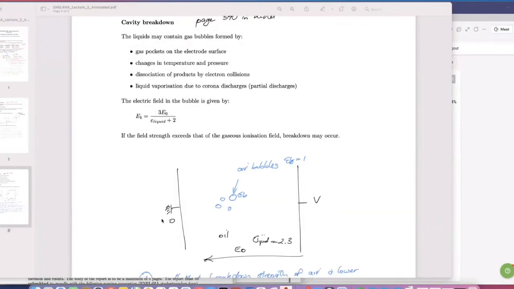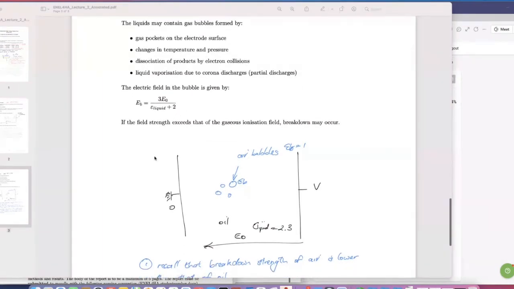In any event, the electric field in a bubble would be given by the equation here. EB is equal to 3E0 divided by (ε + 2), where ε is the permittivity of your liquid. That's an empirical relationship. So let's look at it diagrammatically. We've got two electrodes again. We've got a number of gas bubbles in there. Those gas bubbles could have a permittivity of 1, whereas your liquid would have a permittivity of 2.3.